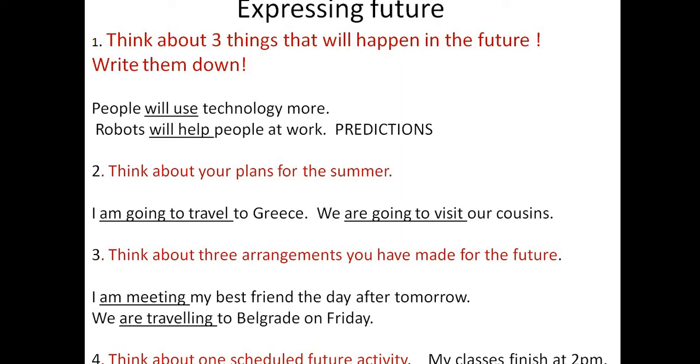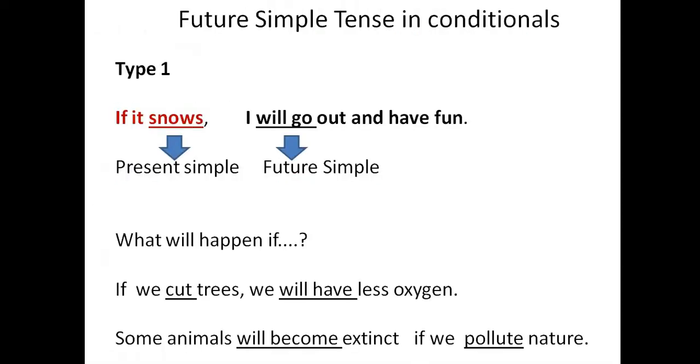Pod 1, predictions, predviđenja. Pod 2, planovi. Pod 3, ugovorene buduće radnje. I pod 4, primjer za radnju koja će se desiti po nekom rasporedu. Ok, now that we have finished with this revision, sada kad smo završili sa ovim obnavljanjem, we can start with unit 3 in our books.